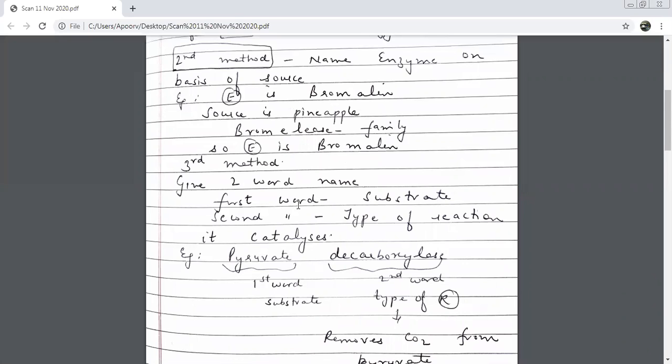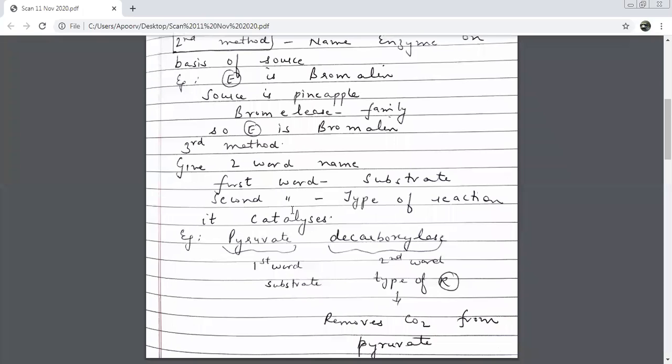In binomial nomenclature, you had the first word as the genus name and then the species name. This is how we had done it. So in this method too, we are going to use two words, but the first word will be the substrate and the second word will be the type of reaction that this enzyme is going to catalyze. Obviously, an enzyme will help in some reaction. So what type of reaction is it doing? That will be the second word, and the first word will be the name of the substrate.